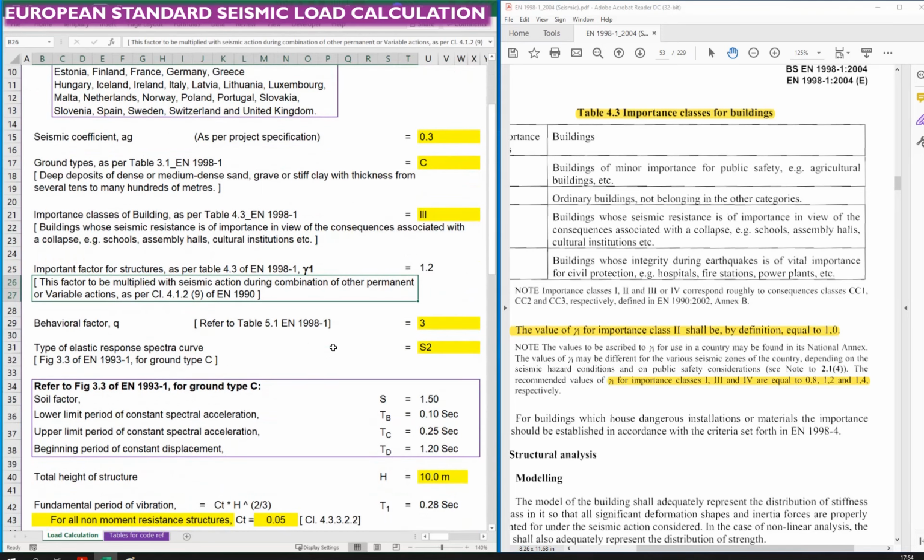Next one is the behavior factor q. For this we need to refer to Table 5.1.